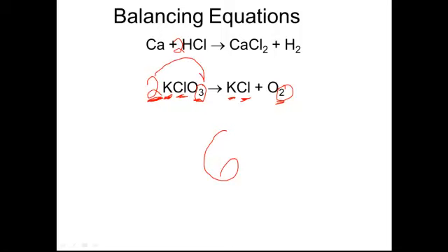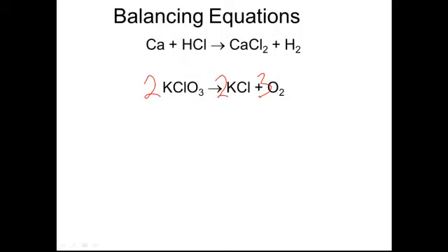2 times 3, 6. What number am I going to put in front here? Obviously a 3. 3 times 2, 6. So now my number of oxygens are equal. Now by fixing the oxygens, we kind of messed up the potassium and the chlorines. So all we need to do to fix that is put a 2 in front of KCl. So overall, we've got a 2 and a 3 to balance our equation. And now everything is the same on both sides.